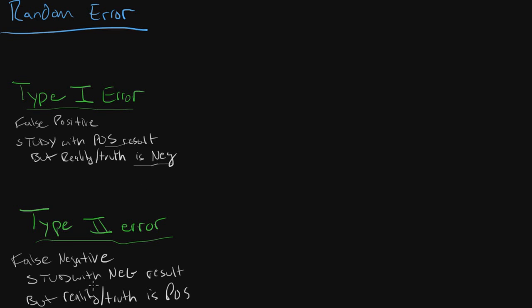On the other hand, let's say I want to find out if it's raining, so I go outside to see if I get wet. But someone puts an umbrella over my head. Well, I get a negative result. I'm not wet. But the truth is that it is raining outside. That would be a false negative.